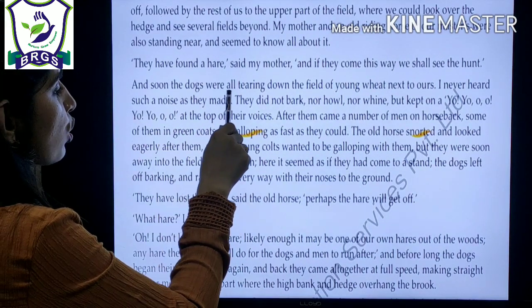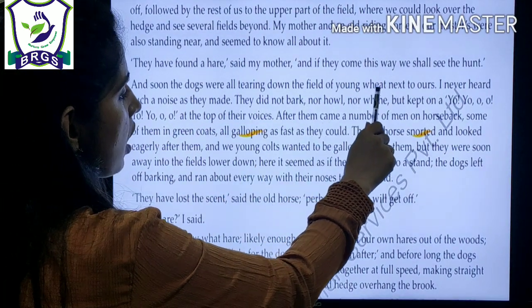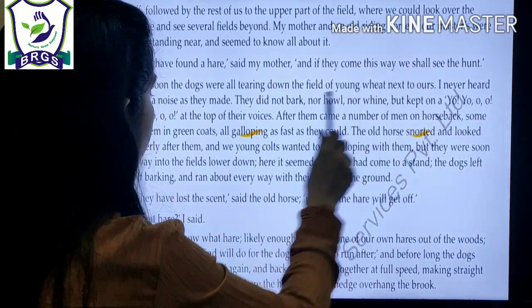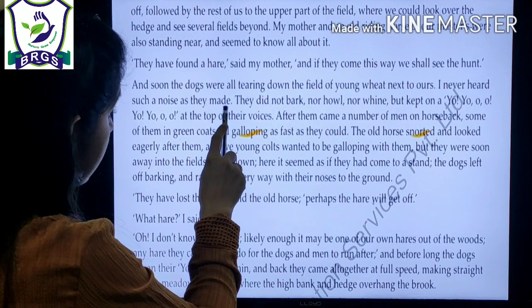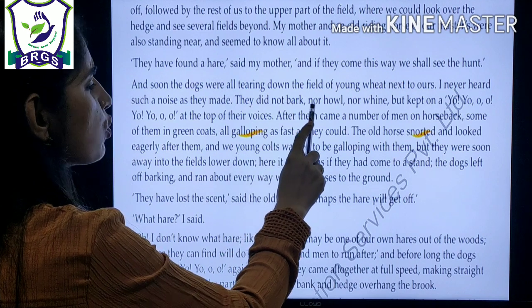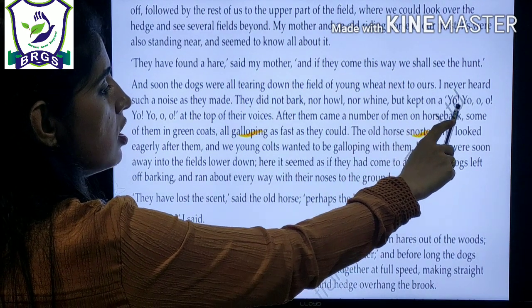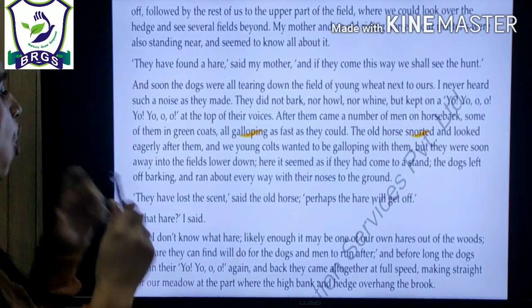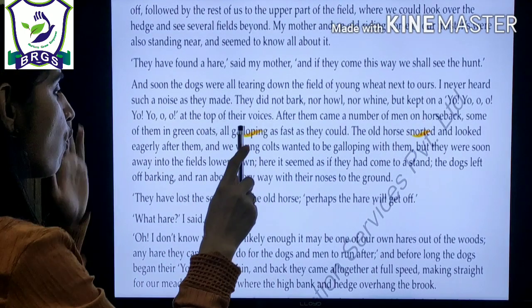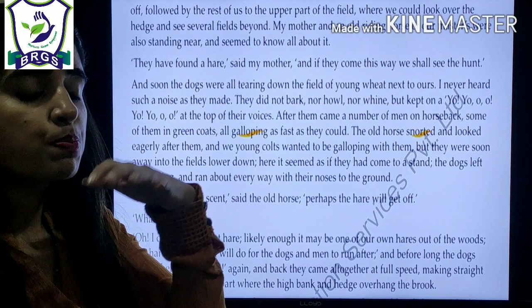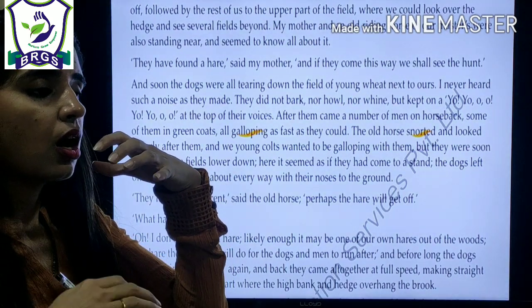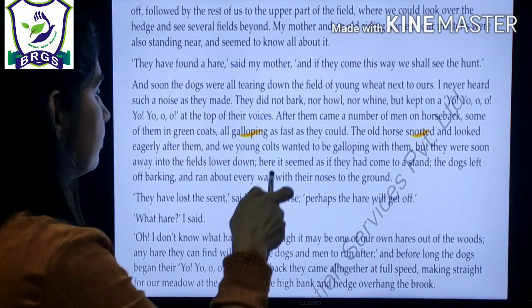And soon the dogs were all tearing down the fields of young wheat next to ours. I have never heard such a noise as they made. They did not bark, nor howl, nor whine, but kept on a yo-yo, oh-oh, yo-yo, oh-oh at the top of their voices. They were speaking as loudly as they could.